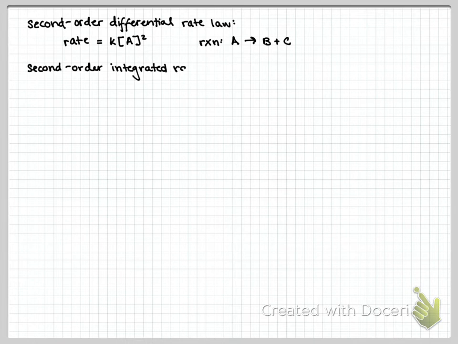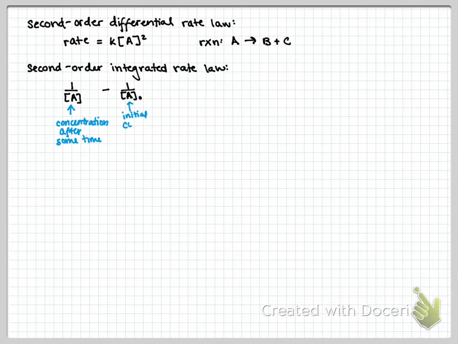Our second order integrated rate law is going to look like 1 over the concentration of A, and this is the concentration after some amount of time that the reaction has been proceeding, minus 1 over the initial concentration, usually denoted with a subscripted 0, of A, equals k, which is our rate constant, times the amount of time that the reaction has been occurring. And this comes from calculus. We don't need to know for this class how to get from the differential rate law to the integrated rate law.